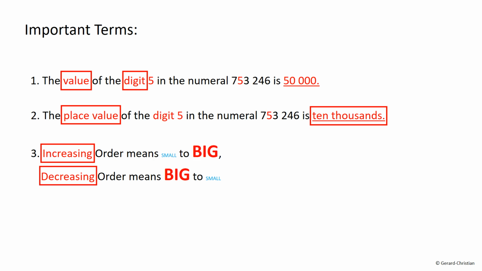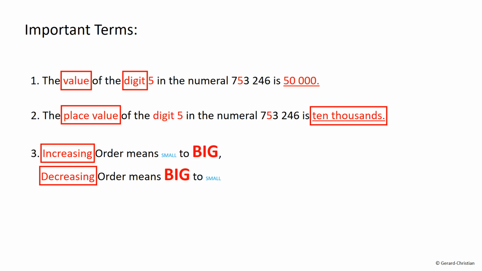Now these are some of the important terms that you need to take note of when you're preparing for your examination. Alright, the value of the digit 5 in the numeral 753246 is 50,000. Value and digit, these are the key words. Value meaning the actual value of it, how much is it worth without all the other numbers. So basically you're just going to replace all the other numbers with zeros, and you realize that you end up with 50,000.